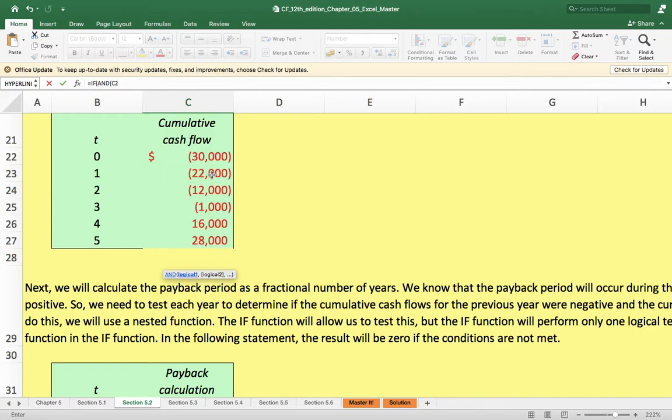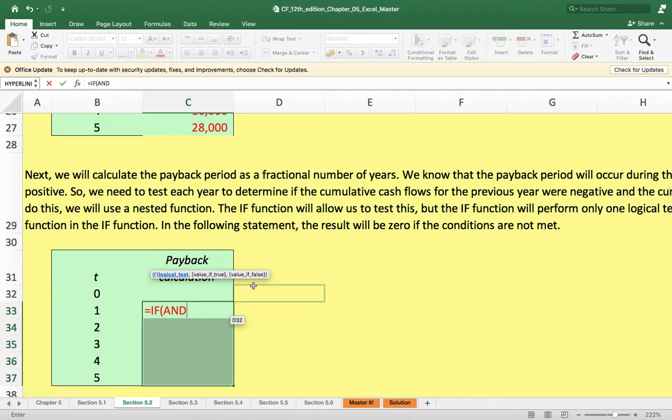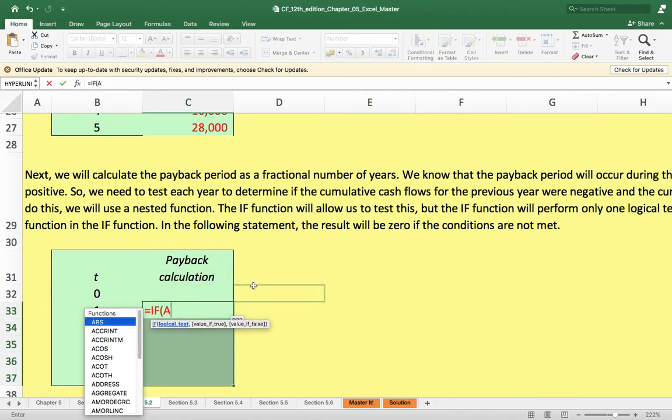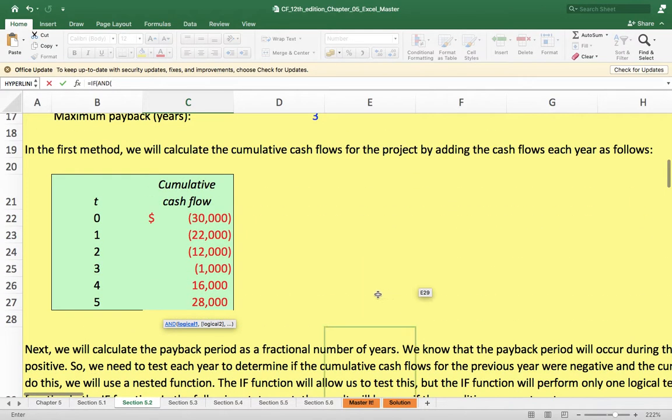First of all, we are saying to the spreadsheet that year 0 cumulative cash flow is always negative. That means less than 0, comma. Excel understood that the payback period will not be in year 0. It will always be less than 0, that is negative.